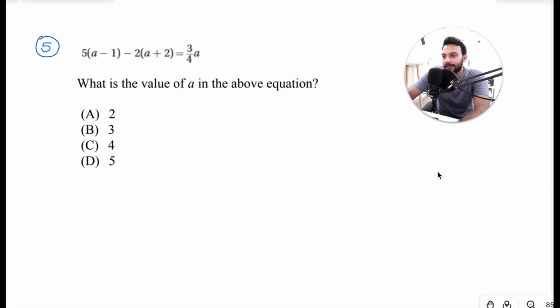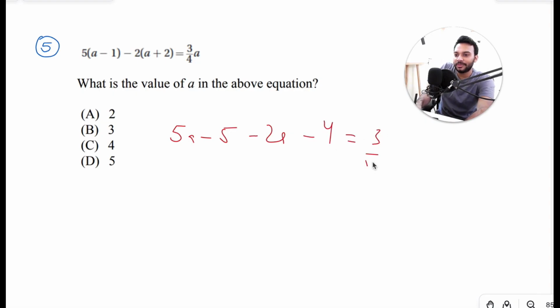Question number 5. 5 times (a minus 1) minus 2 times (a plus 2) is equal to 3 over 4a. What is the value of a in the above equation? Simple linear equation. Let's solve it. It'll be quick. 5a minus 5 minus 2a minus 4 is equal to 3 by 4a.